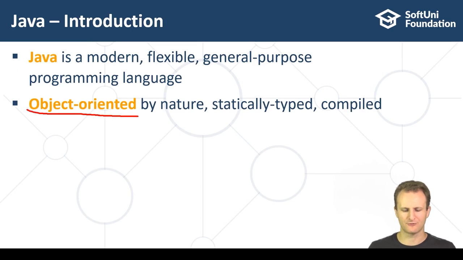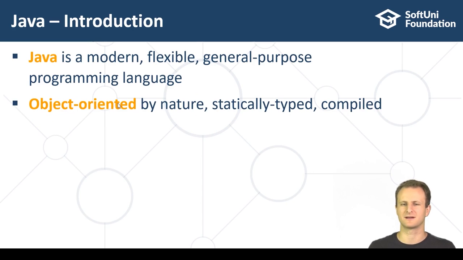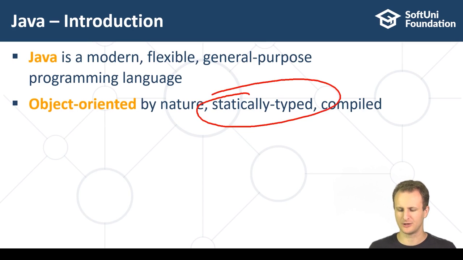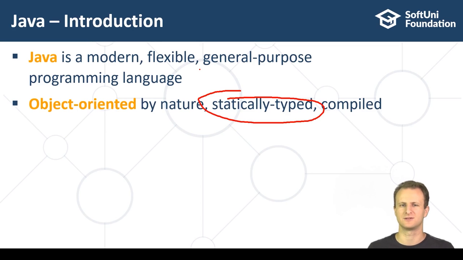So the preferred way of writing Java is object-oriented programming. And Java is actually object-oriented by nature, meaning that everything you create in Java is a class or an object. And classes and objects are concepts which are created in programming to represent the real world. So we will be talking about that further on. But for now, what we need to really know is that Java is statically typed, meaning that once you create a variable of a certain type, for example, an integer, that variable remains an integer. It will always contain an integer inside it.